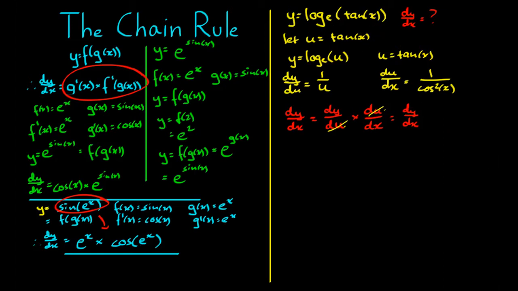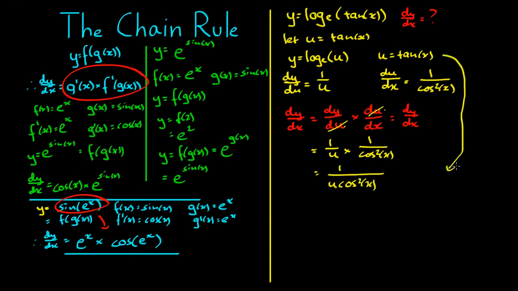So let's try that. We've got dy du, which is 1 on u, and we've got du dx, which is 1 on cos squared x. So in the end we get 1 on u cos squared x, and the final step is to say, okay, it's no use having u hanging around because u is something we've invented. It wasn't included in the original relationship. So we replace u with what it was assigned to, which was tan of x. So this is 1 on tan of x cos squared x. And I'll put this in purple because this step could be optional in an exam.